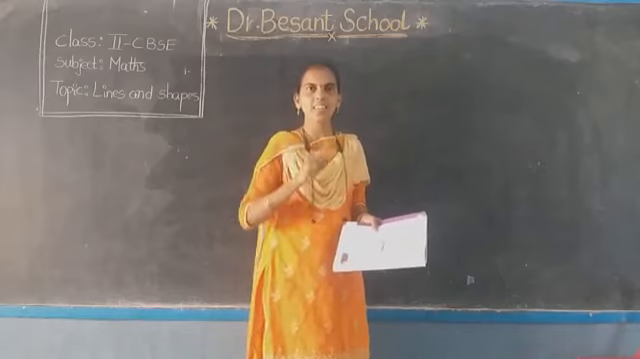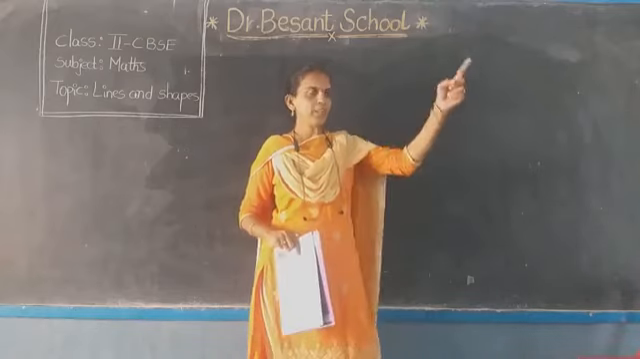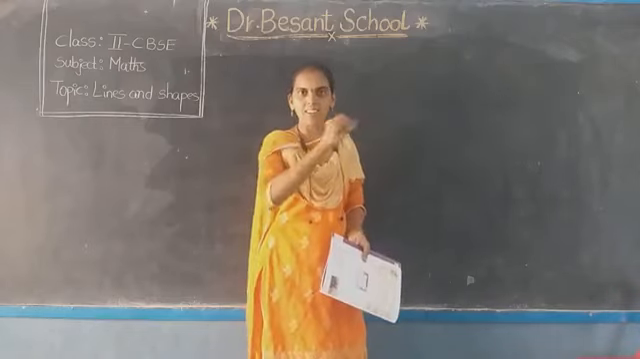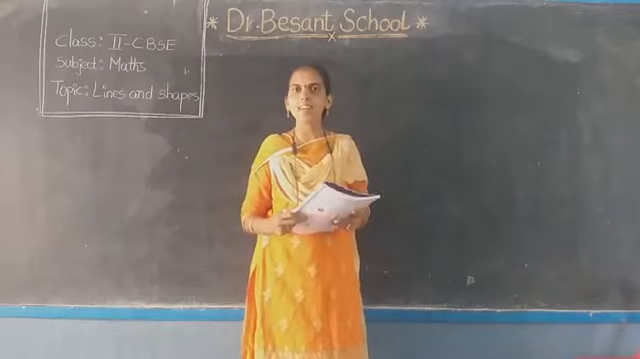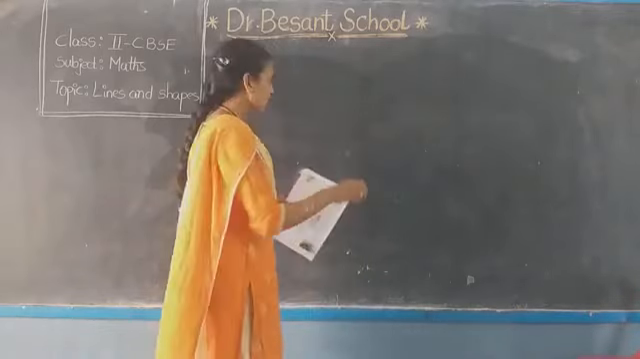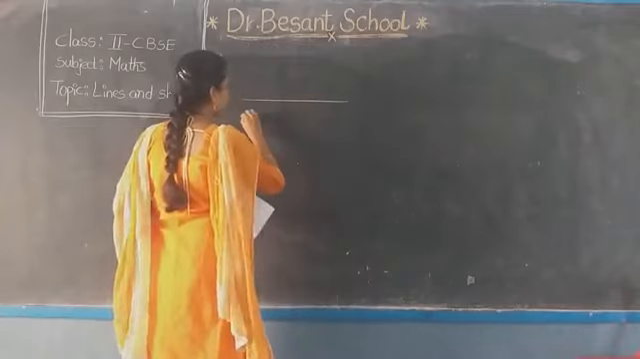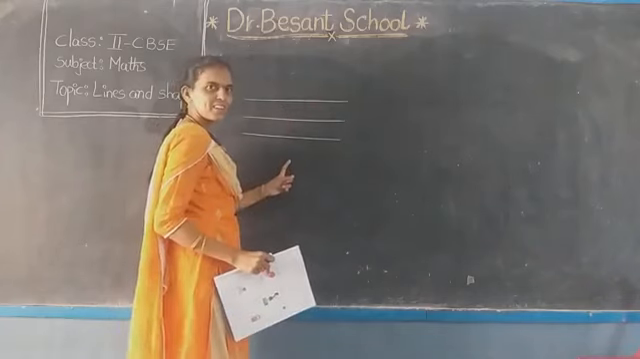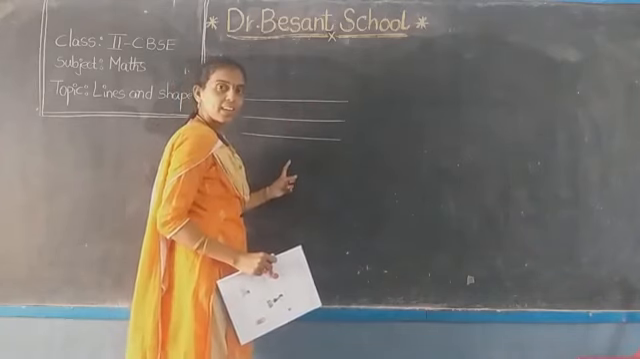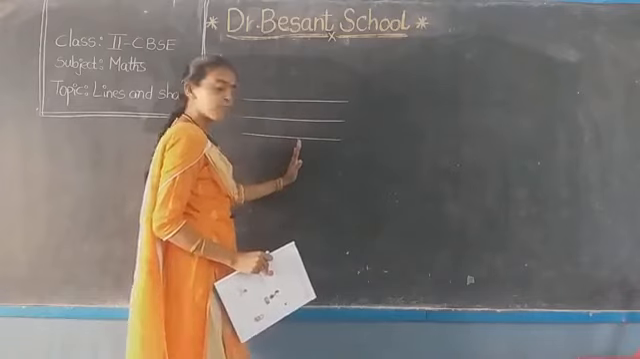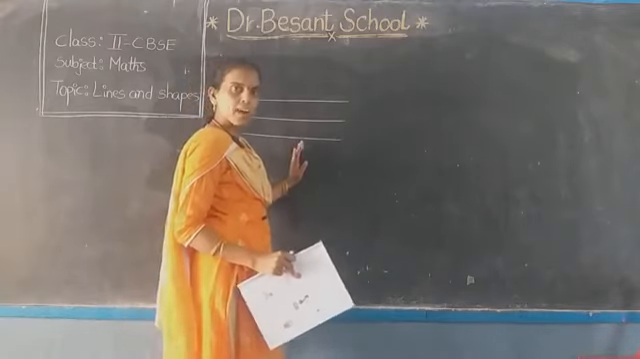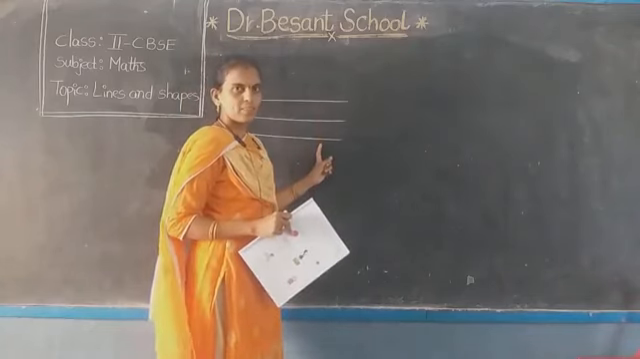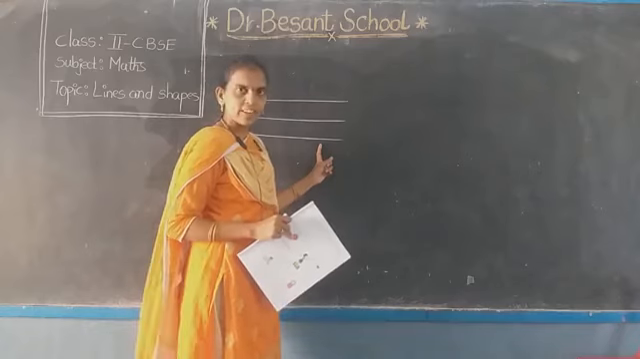So in our class, if you see the windows, there are some iron bars. If you observe those iron bars, they are in this form, in this shape. So what are these lines called? Horizontal lines. So the object we have to write is: iron bars of the windows are in horizontal line. Is it clear, children, what I am saying?